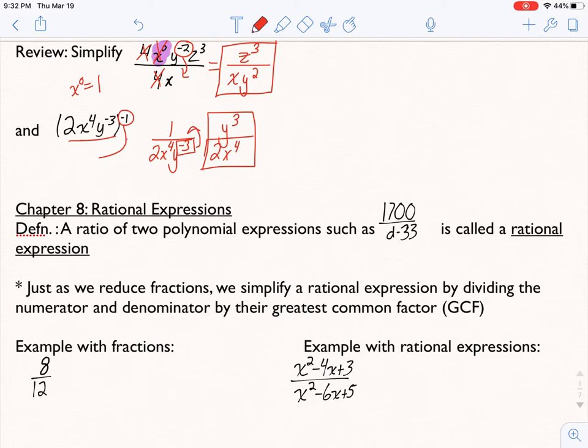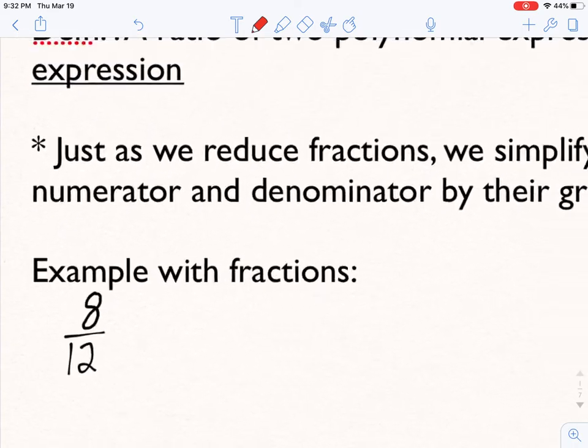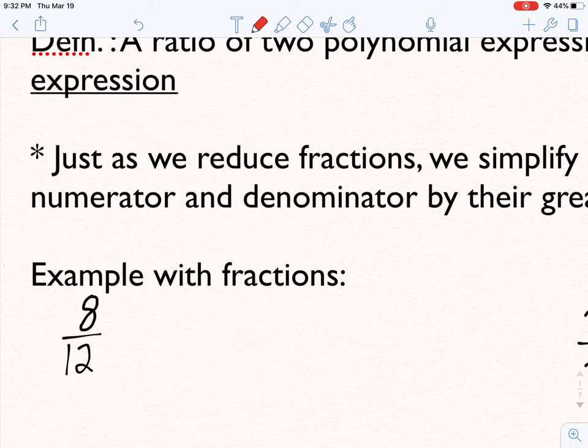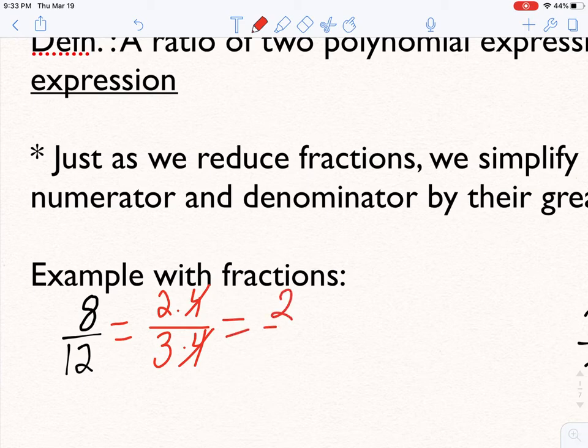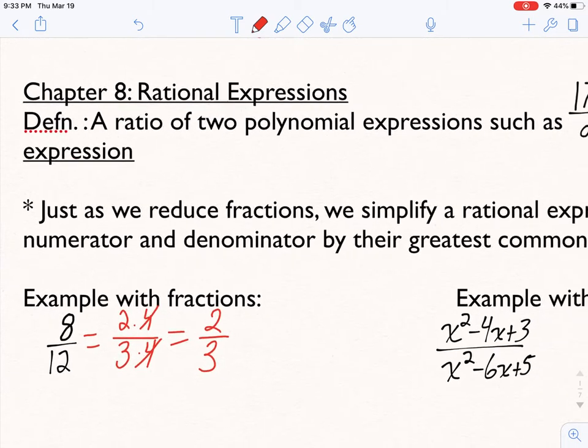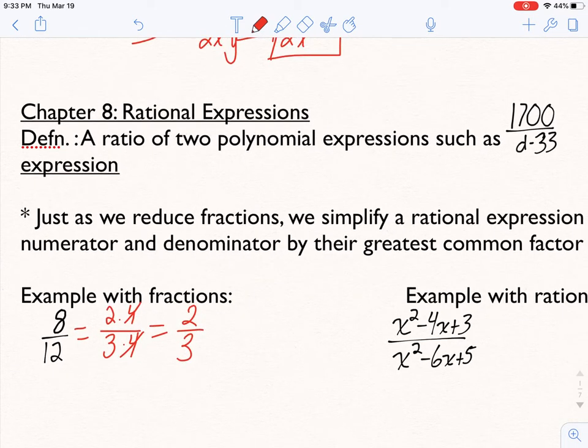We're going to spend a lot of time factoring in this unit, both when we're multiplying, dividing, and when we're adding, subtracting. So, for example, looking at the fraction 8 over 12. Well, I can break that up as 2 times 4 and 3 times 4. Alright, well, I have a 4 over a 4, which those would just cancel and leave me 2 over 3. Okay, so I'm breaking it down to its smallest parts and figuring out what the common factor is.